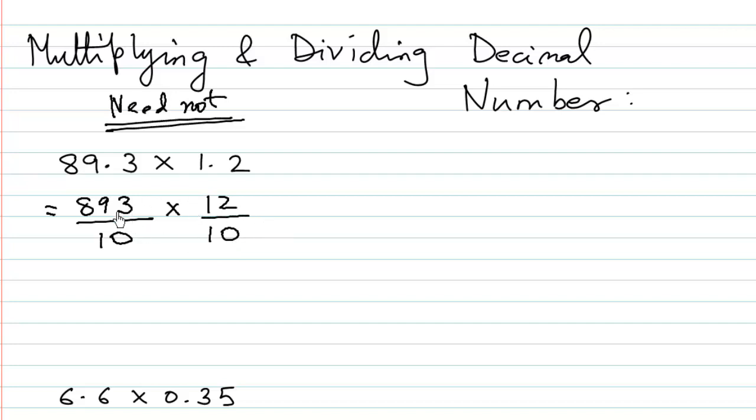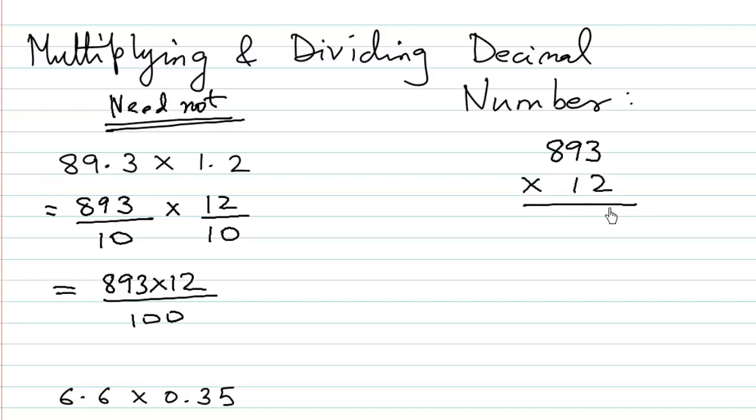And as we know, in order to multiply fractions, we need not have any common denominator, or any other such things. We need to only multiply the numbers. So this is simply 893 multiplied by 12 upon 100. So let us multiply 893 and 12. Basically we are just ignoring these decimal points and multiplying 893 and 12.